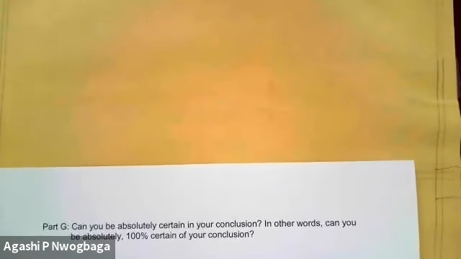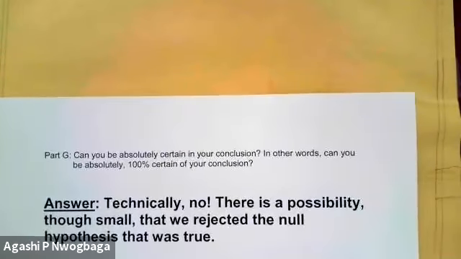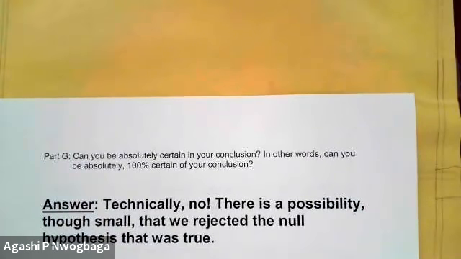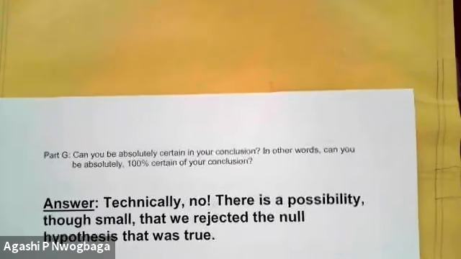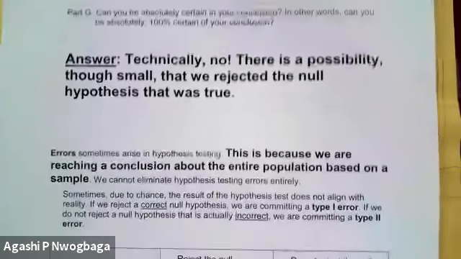Can you be absolutely certain in your conclusion? In other words, can you be absolutely 100% certain of your conclusion? Well, definitely not. Technically, no. There is a possibility, though small, that we rejected the null hypothesis when it was true. So we cannot be 100% certain. We may be highly, 99%, confident, but not 100% confident. Why? Well, let's talk more about that.